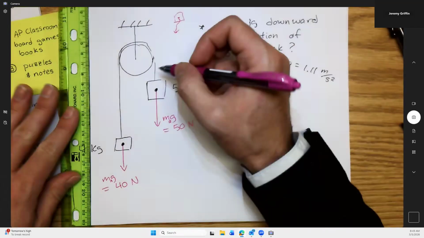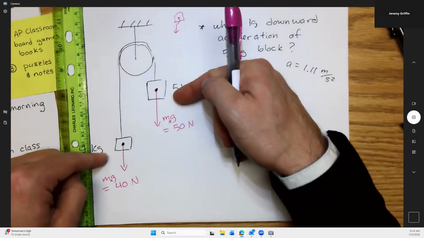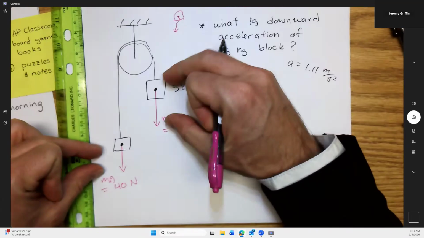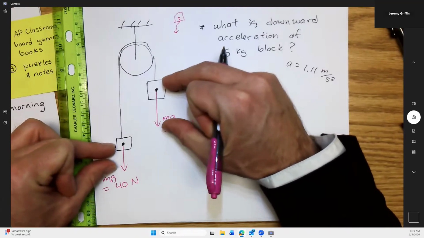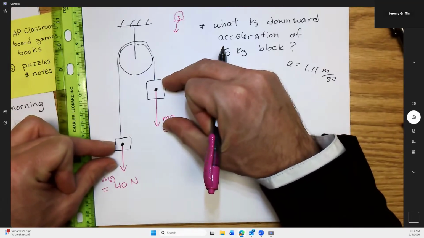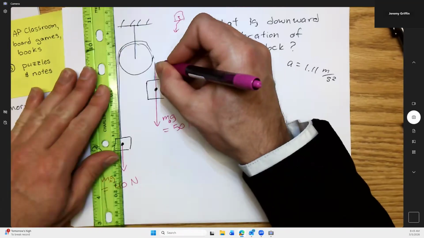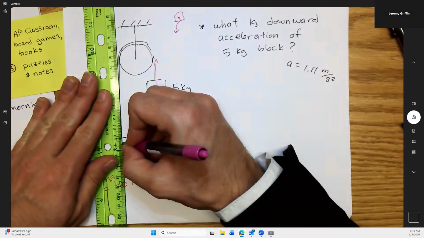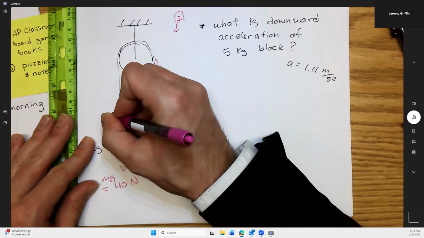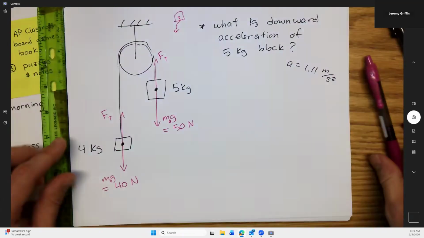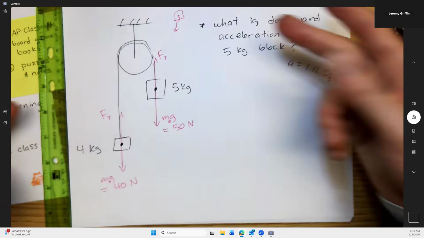Guys, on each of these blocks, is there another force? Yeah, the tension. It's the same. And how big is the tension compared to this little force and this big force? It's bigger than the small force, but smaller than the big one. Yeah, let's go Goldilocks. Go somewhere in the middle, somewhere between 40 and 50. So I'll call it F sub T, F sub T. That's just internal to the system. It's the same on both sides.